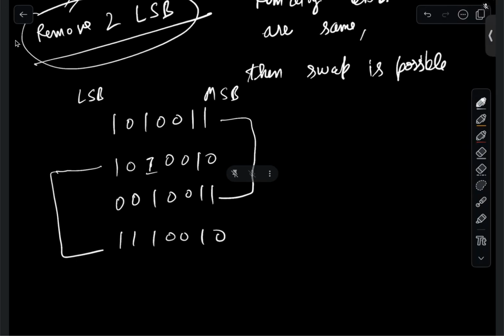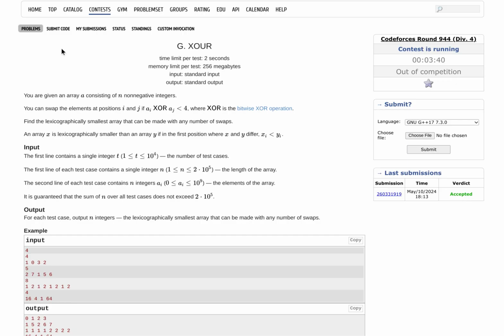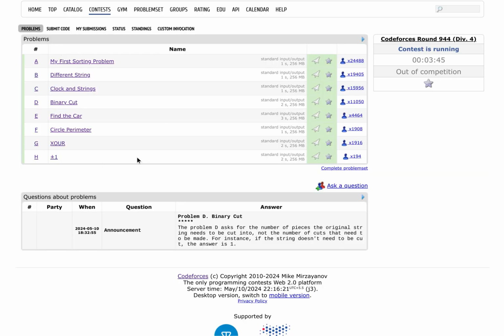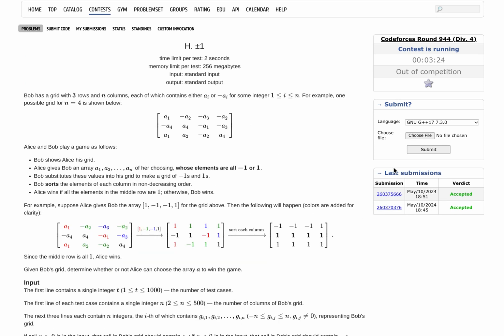Okay, let's go to the last problem now. The last problem is actually very difficult, as you can see by the number of submissions also. Relatively, this is the most difficult, and the difficulty ratio gap is significant between G and H. But once you get it, the solution is super simple.